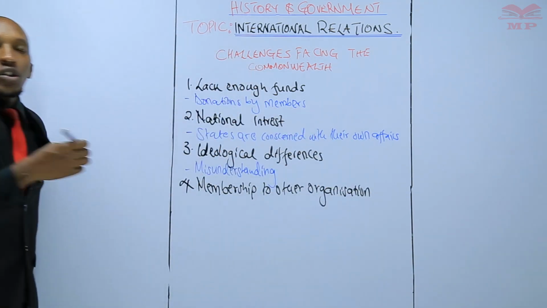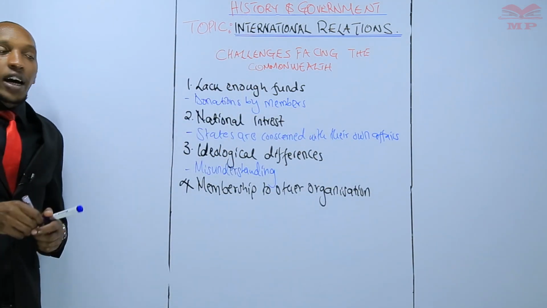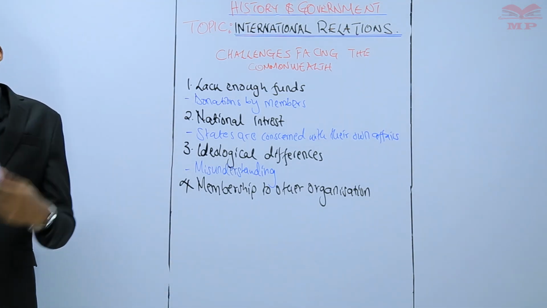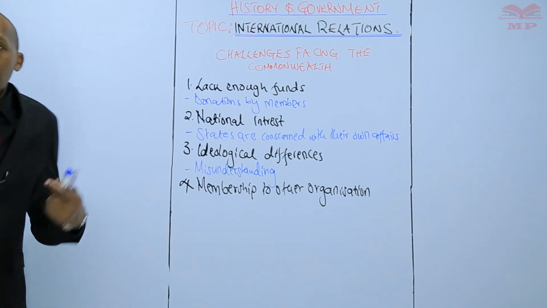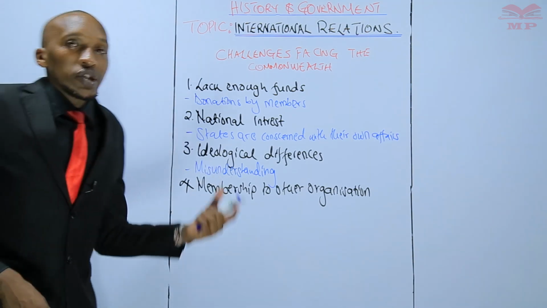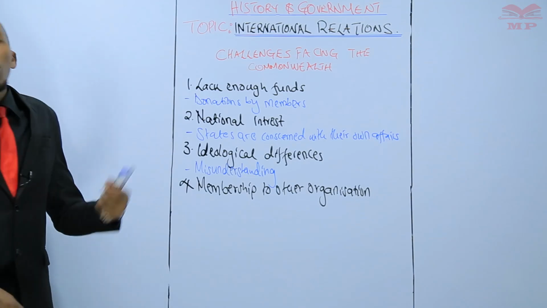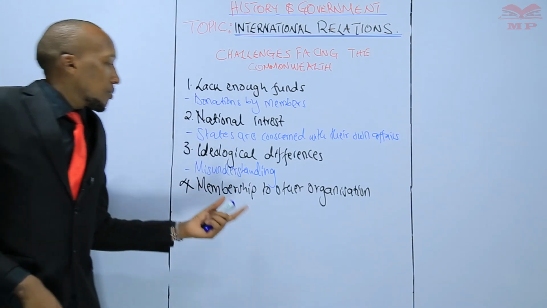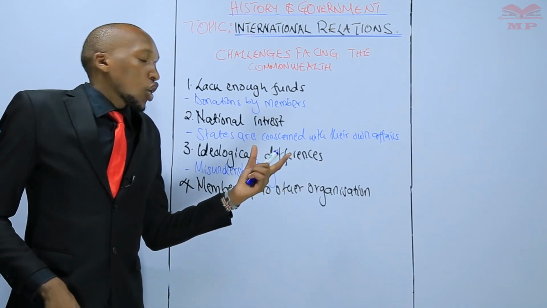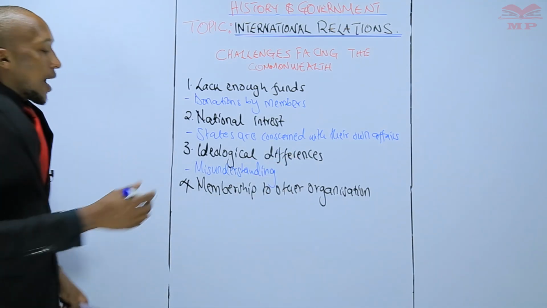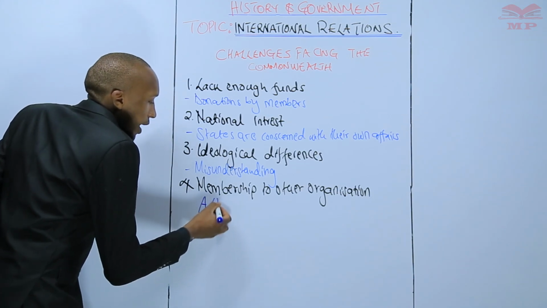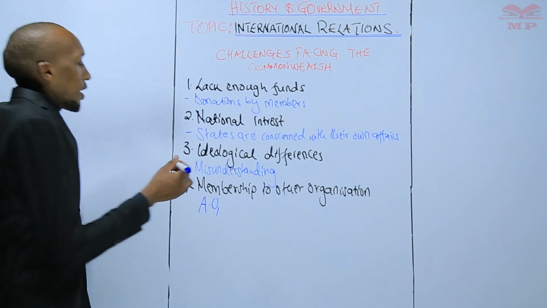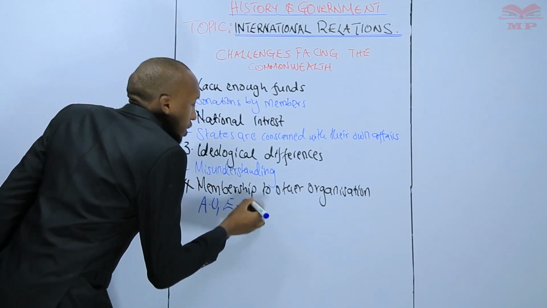So the members of the Commonwealth are also members of other organizations, regional organizations, and also international organizations. So you'll find out that most of the members of the Commonwealth are also members of the United Nations. Some of the members of the Commonwealth are also members of the African Union, the AU. Some of the members, apart from being members of the Commonwealth, are members of the European Union.